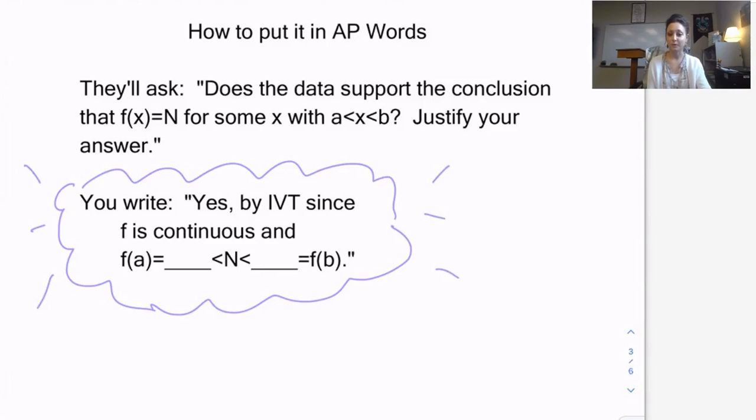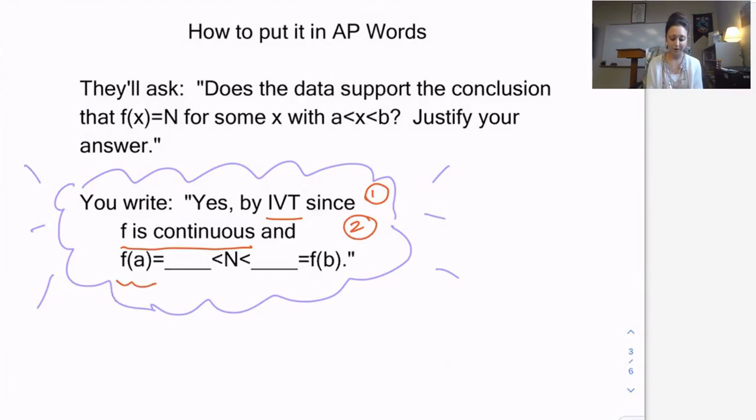All right, so what we write is: yes by IVT, since f is continuous and n is between f of a and f of b. We're going to practice this, but there are 3 pieces, and we need these 3 pieces anytime we use a theorem for a justification on the AP exam. So my first piece is I state the theorem I'm using. My second piece is stating why I can use that theorem. So remember, the hypothesis for IVT was that f is continuous. If it's everywhere continuous, it's certainly continuous on the closed interval.